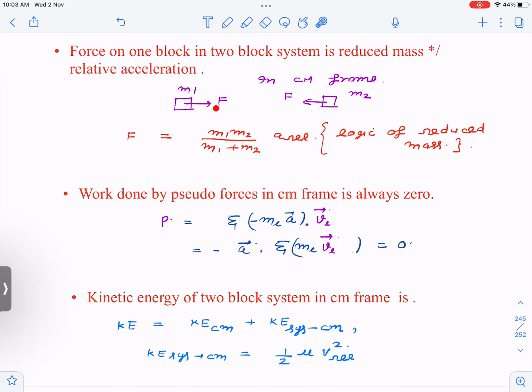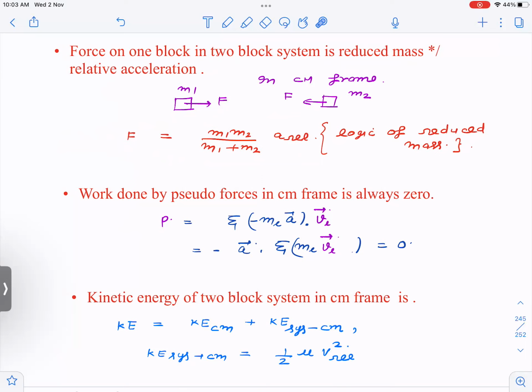Now this value of F is equal to the reduced mass, M1 M2 by M1 plus M2, into a relative for the two block system, right? You can write this directly from the logic of reduced mass, or you can do it normally from definitions and arrive at this. I have left that part, so try doing it by yourself. But I'm going to use this in some other cases also.